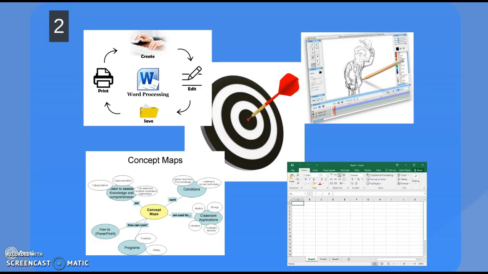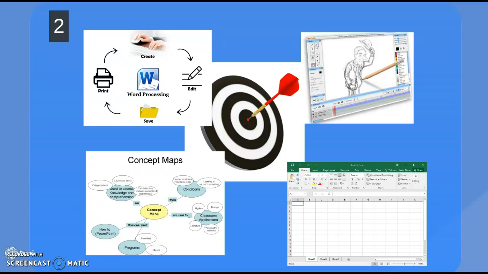The second step involves matching the objectives and goals to the computer functions. The instructor must identify what computer functions are related to the experience and will best support the student mastering the learning objectives. Examples of computer functions include spreadsheet, the drawing program, concept mapping, and word processing.